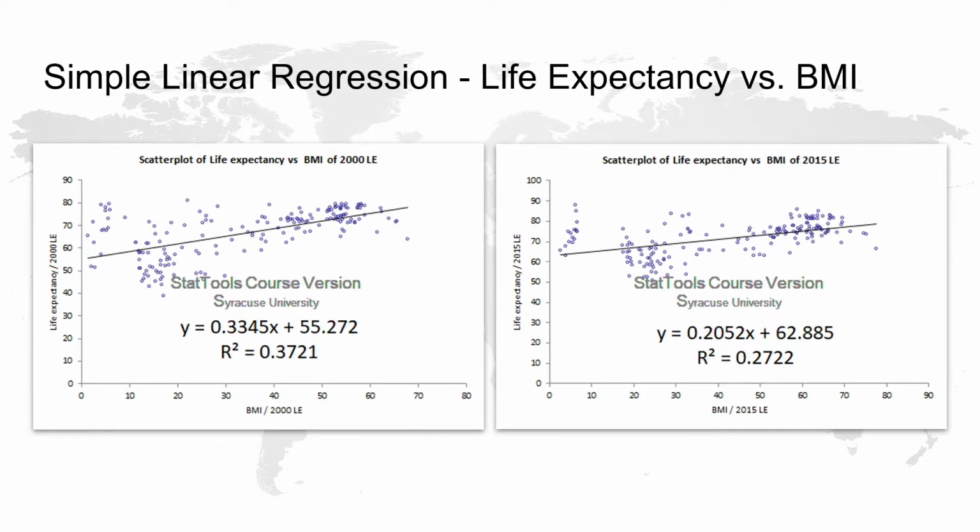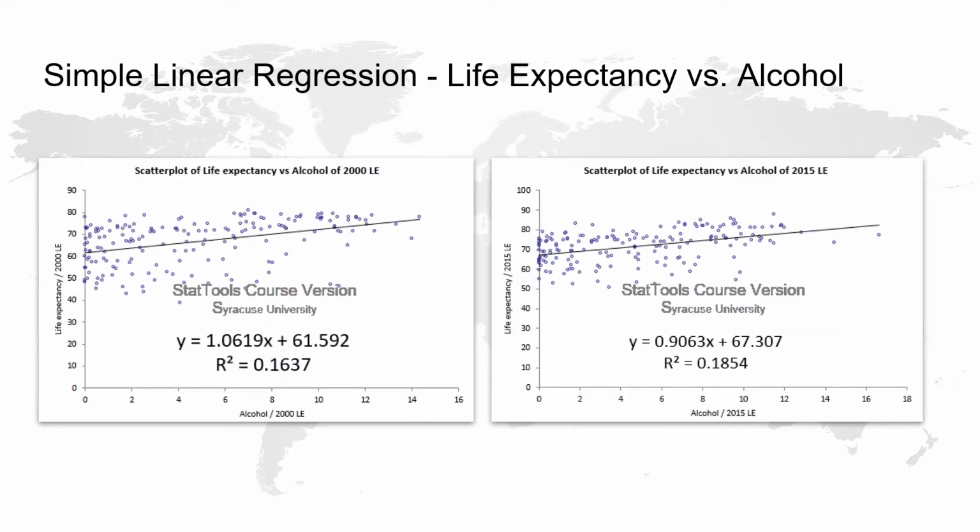Then we went on to carry out our simple linear regression of life expectancy versus body mass index, and we see that with the accuracy of 0.37 and 0.27 respectively for the years 2000 and 2015, every increase in average BMI of a country actually increases the life expectancy by a factor of 0.33 in the year 2000 and by a factor of 0.2 in the year 2015, which is quite contrary to what we were expecting.